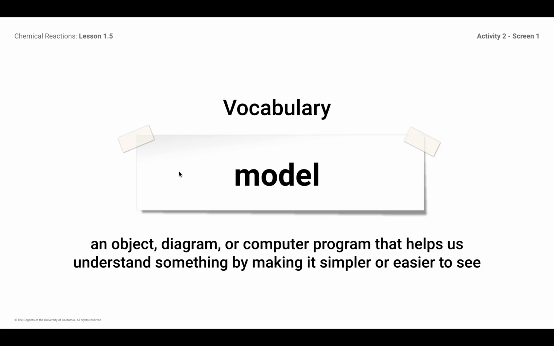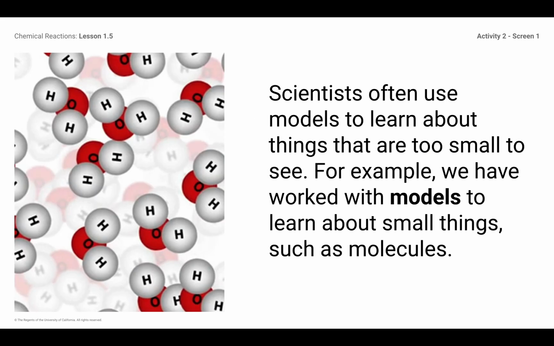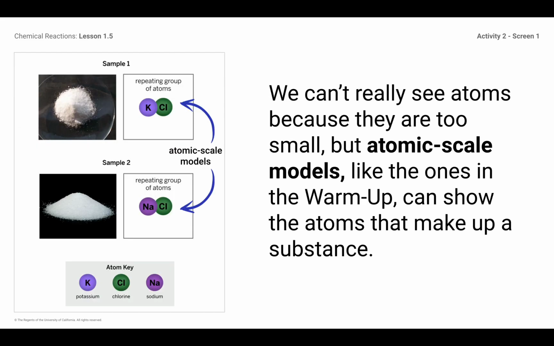And then just a reminder that we are going to be using the word model quite a lot, and this is a repeat vocab word. A model is an object, diagram, or computer program that helps us understand something by making it simpler and easier to see. Scientists often use models to learn about things that are too small to see. For example, we've worked with models to learn about small things such as molecules, but we really can't see atoms because they're too small. But atomic scale models, like the ones that we saw in the warm-up, can show the atoms that make up a substance.